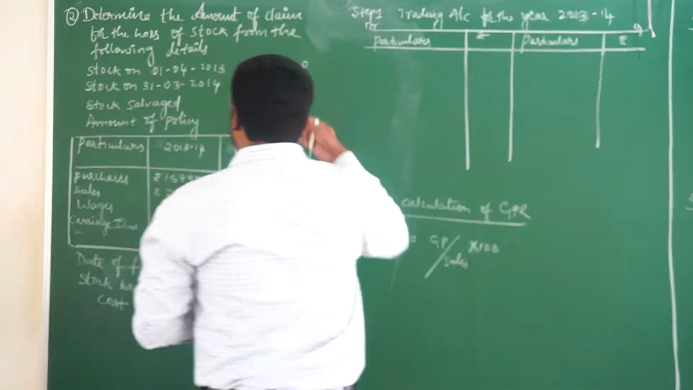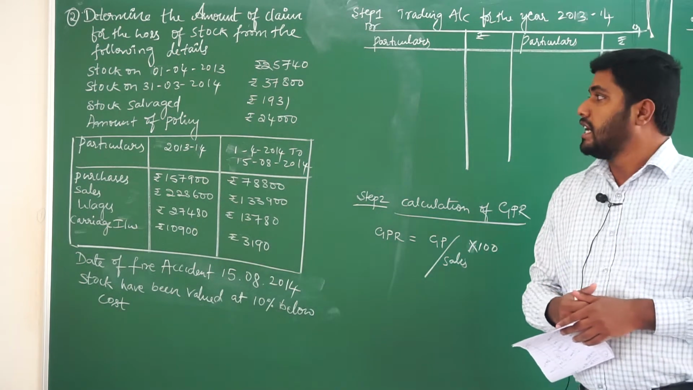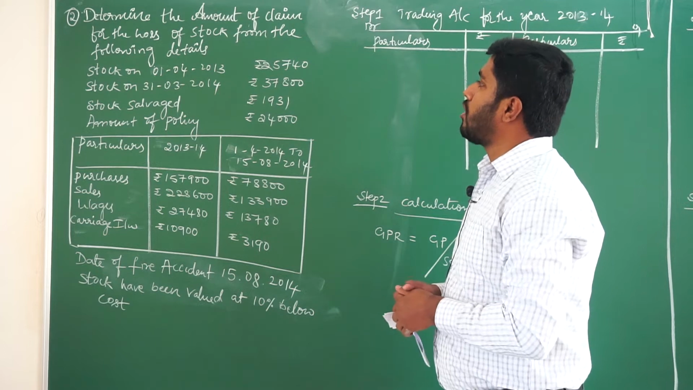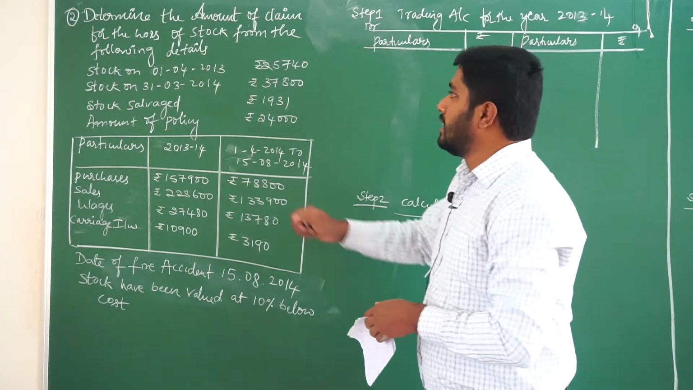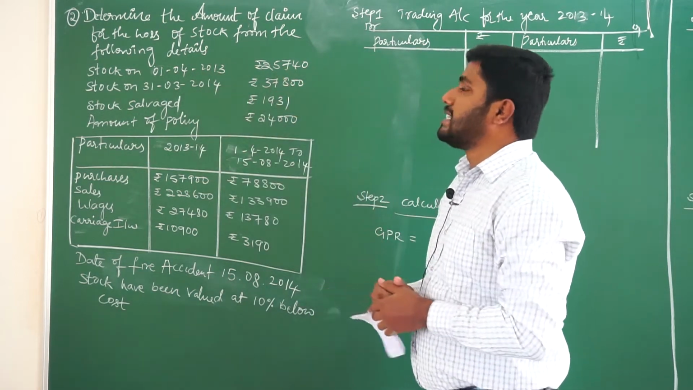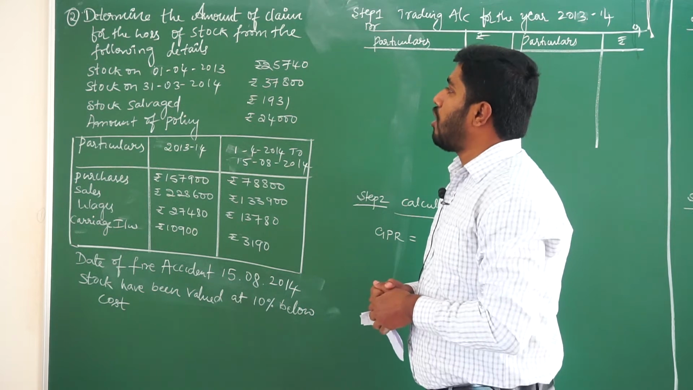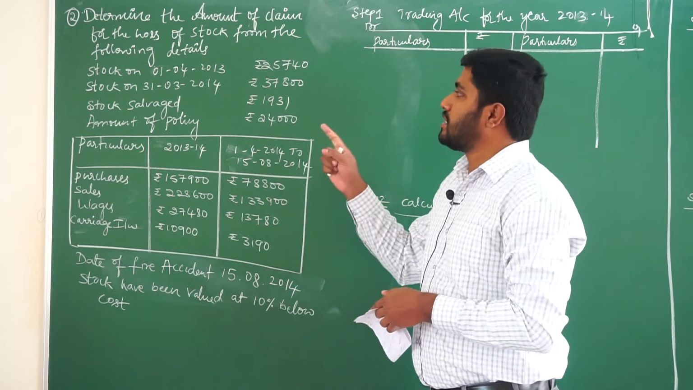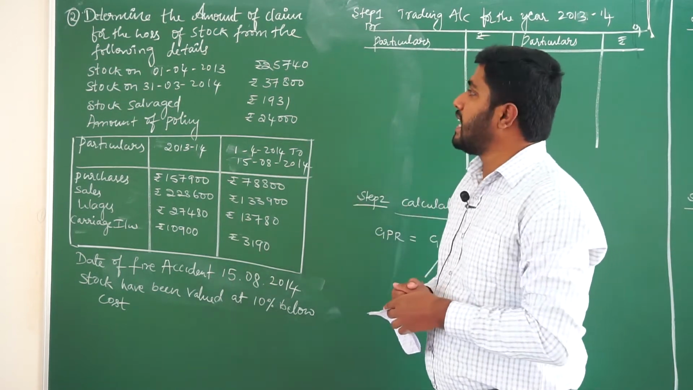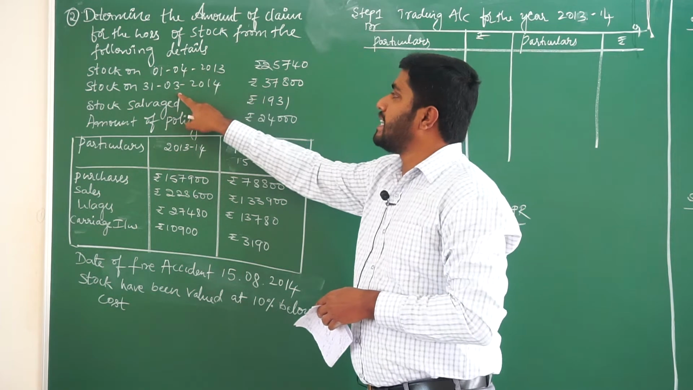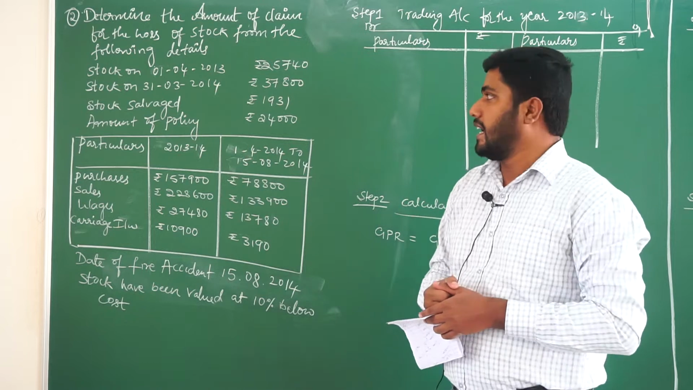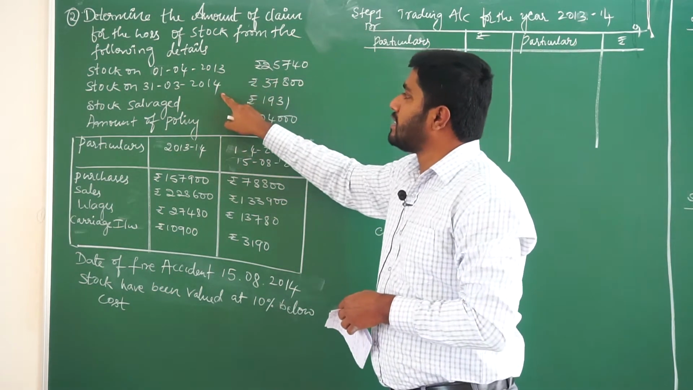So the information is given in order to calculate the amount of claim. Go through the transactions. The first transaction is stock on 1/4/2013, and this is opening stock because the opening date is given, rupees 25,740. The next one, stock on 31/3/2014, is closing stock. This problem is given under financial year because the opening date is 1st April and the closing date is 31st March. This is opening stock and this is closing stock.